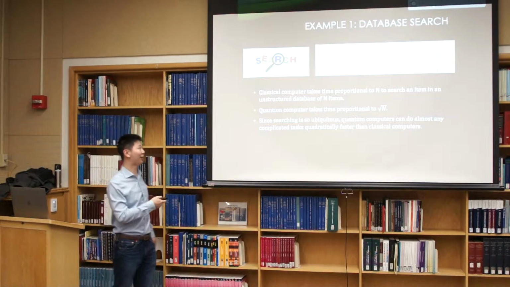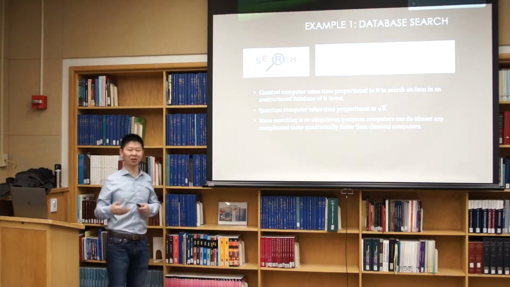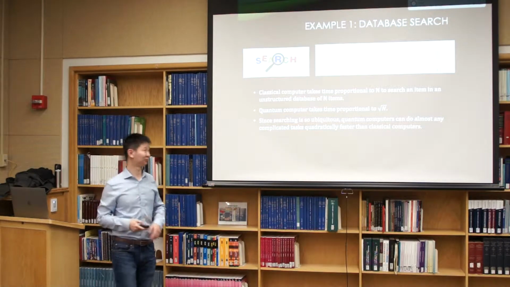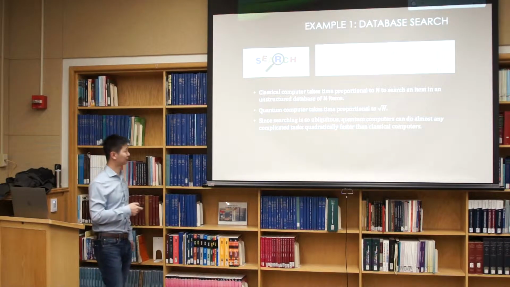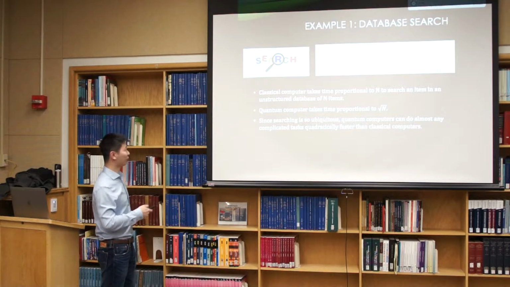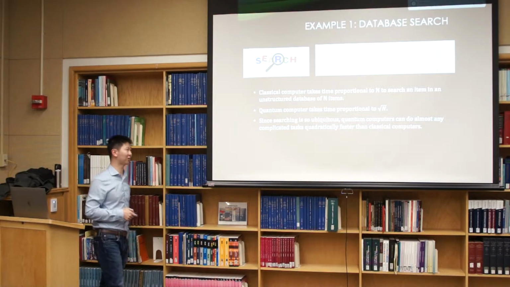So basically, the time it takes to do this database search is proportional to n. On average, I think it's n over 2 to find the item in this unstructured database. And here is sort of what a quantum computer can do. I'm not going to tell you the details. It's called the Grover search algorithm.